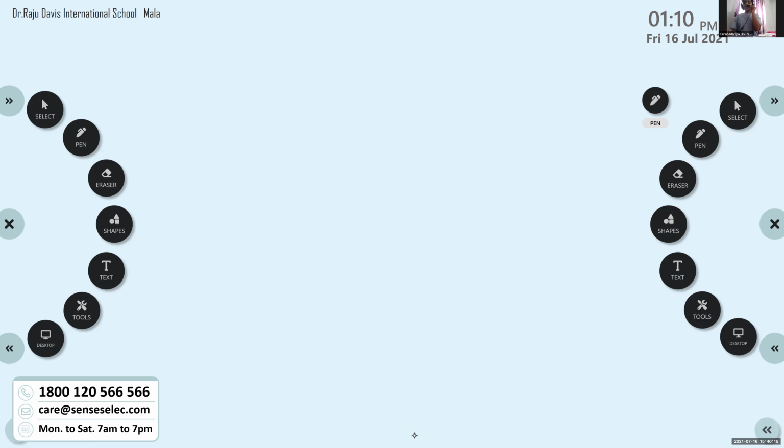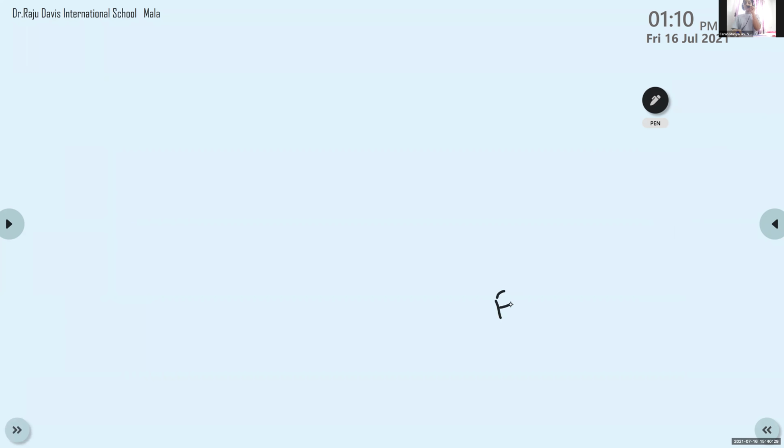Which of the following letters is symmetrical? What are the options given? Option A, F. Option B, D. Option C, R. Option D, Q. So which is symmetrical? F is not symmetrical. R is not symmetrical. Q is not symmetrical. So only one possibility is there: D. Which letter is symmetrical? D.